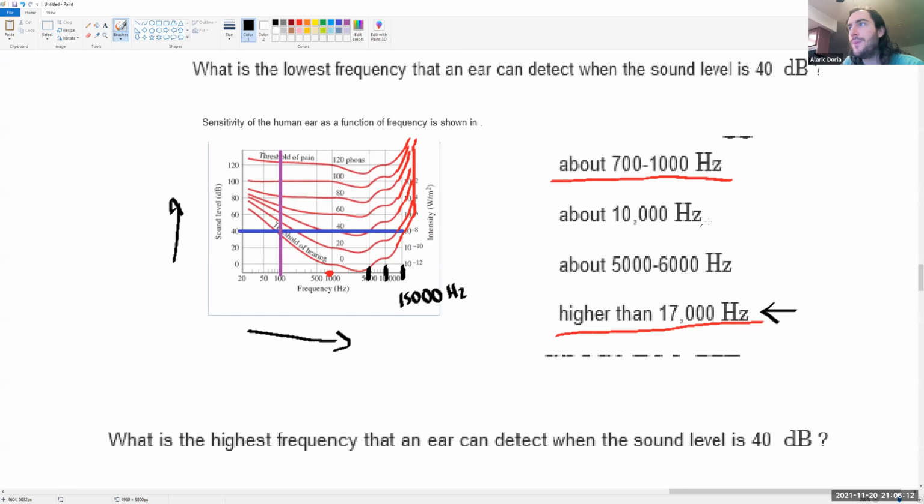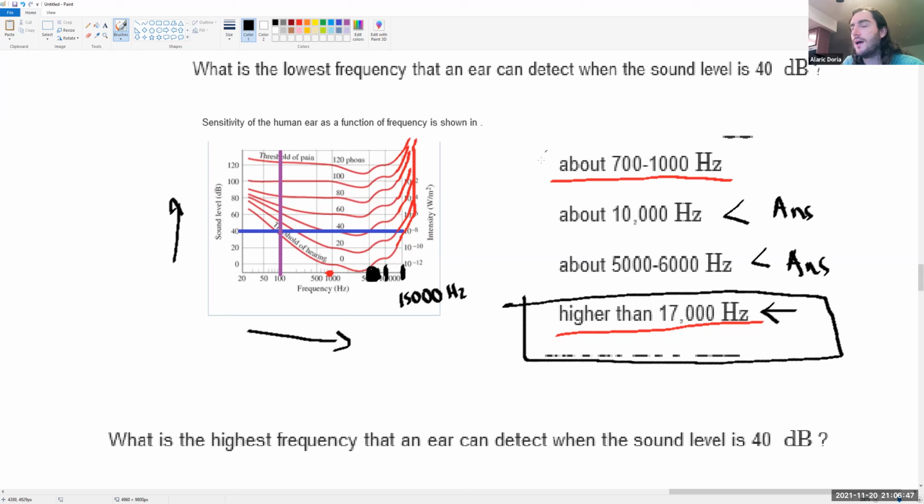Because certainly it's bigger than the 10,000. So let's say greater. So 10,000 is less than the answer here. We know the answer has got to be maybe around 15,000 or more. Again, 5,000 to 6,000 is in this region, in this black box that I've drawn. So that's less than our answer. So the only plausible answer here is this one. Obviously, we talked about the 700 to 1,000 hertz being in red right here. So this is our best answer right here.